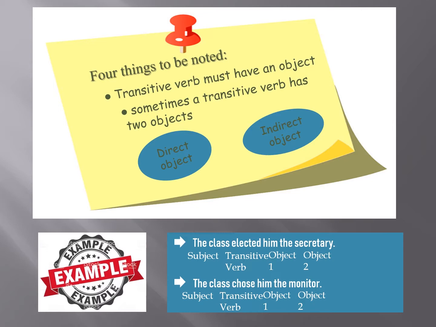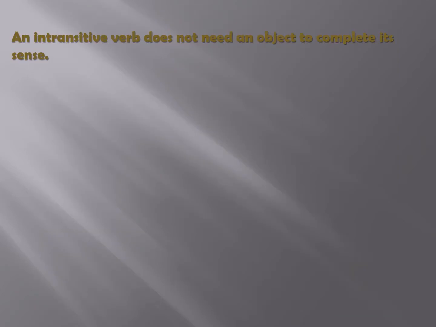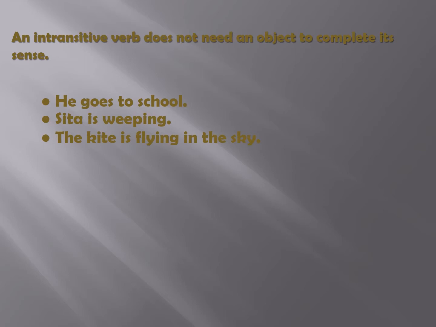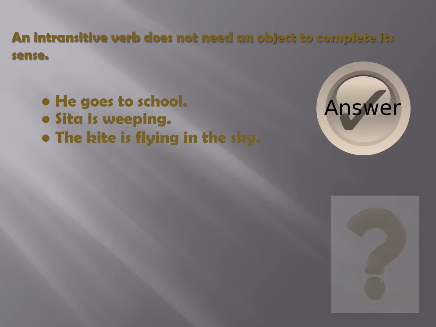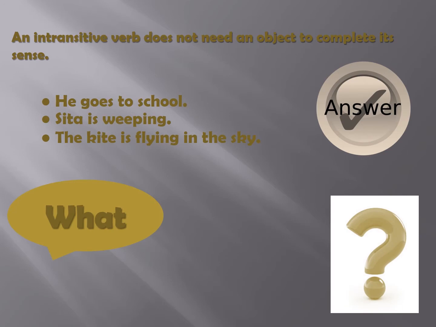An intransitive verb does not need an object to complete its sense. For example, he goes to school. Sita is weeping. The kite is flying in the sky. The direct object is the answer to the question what. The indirect object is the answer to the question to whom. So, the name of the thing is the direct object. The name of the person or animal is the indirect object.